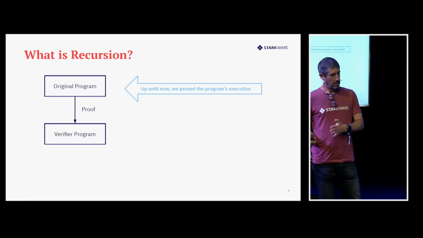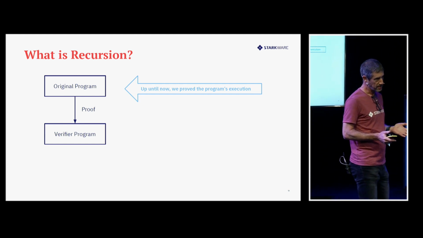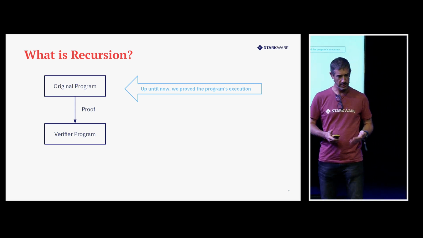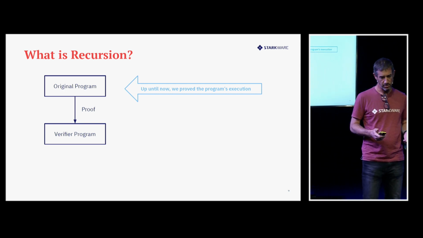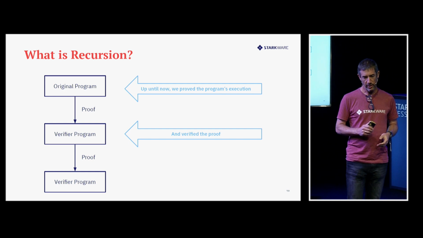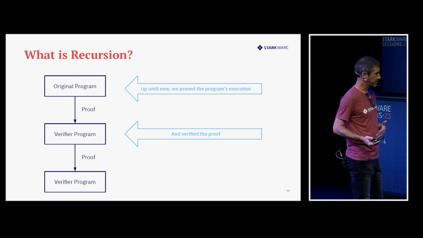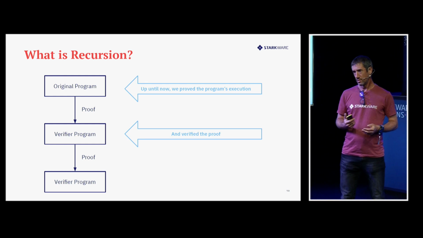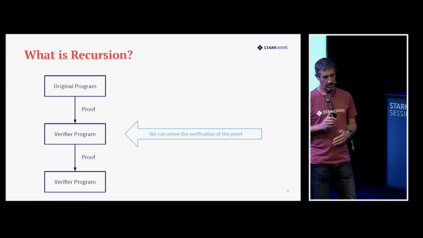So we have a program, a statement that we want to prove. Basically, the statement is a transaction on layer 2 is correct, and we want to prove that to layer 1, right? That's the typical case. So until now, we proved program execution just by sending a proof to the verifier, and then the verifier verified the proof. But because we use a language to express those statements, Cairo, we can also use that same language to build a program that verifies proofs. And then we can actually prove the verification of a proof.